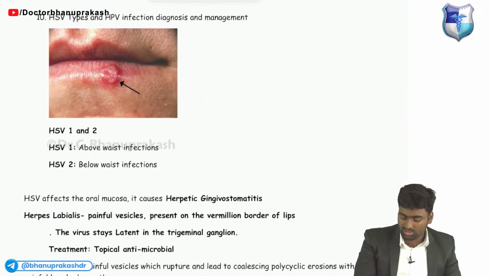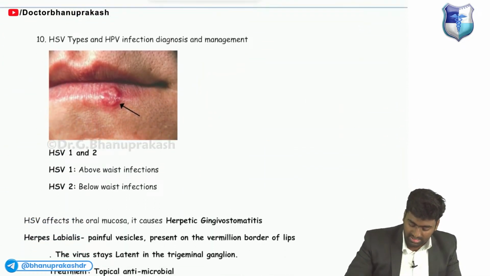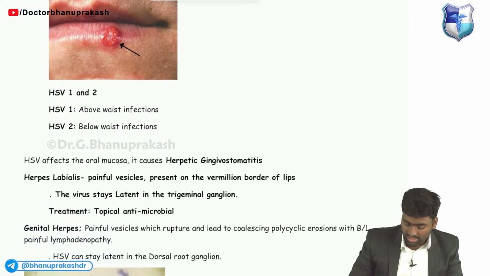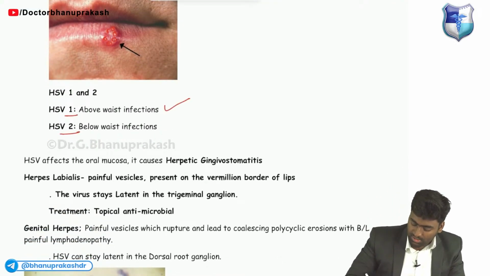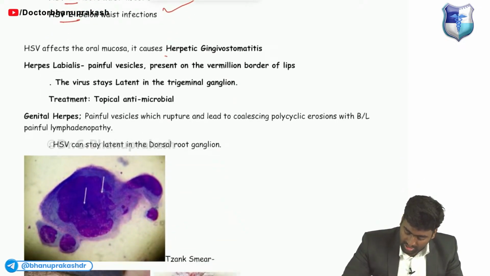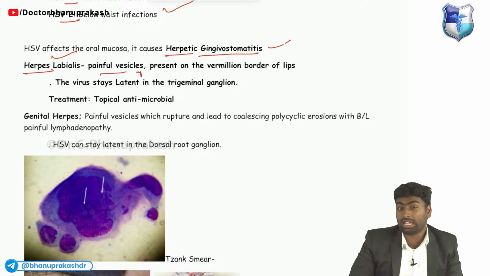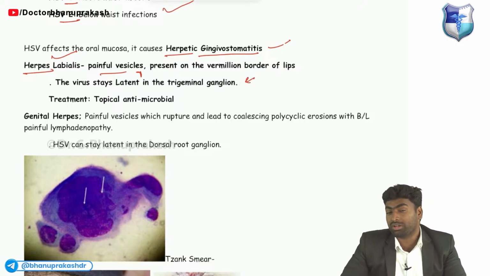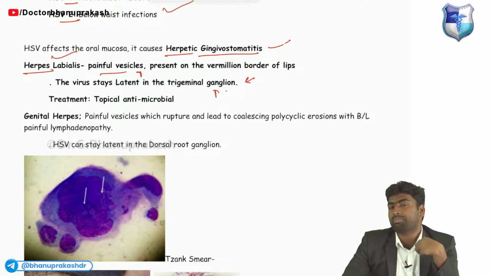Next, about HSV, I told you about herpes labialis, which causes multiple vesicles forming polycyclic ulcers. HSV1 affects above the waist, HSV2 below the waist. HSV causes herpetic gingivostomatitis and herpes labialis, that is the formation of painful vesicles around the border known as the vermilion border. This virus can stay dormant and cause reactivation. Topically, you give antimicrobial to prevent secondary infection as well.